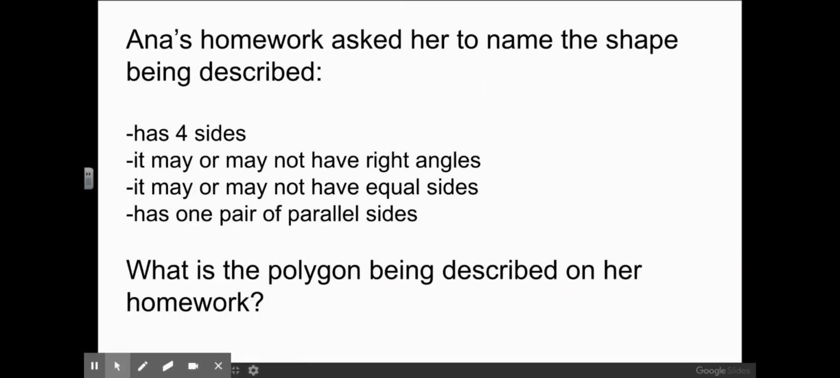So let's look at this example. It says Anna's homework asked her to name the shape being described. So the descriptions are, has 4 sides. It may or may not have right angles. It may or may not have equal sides. Has 1 pair of parallel sides. Now, the only 2 descriptions here that give us information to help us figure out what our shape is are those 2. The other 2, it may or may not have right angles, it may or may not have equal sides, don't really tell us much. So it has 4 sides. So we know it's a quadrilateral.